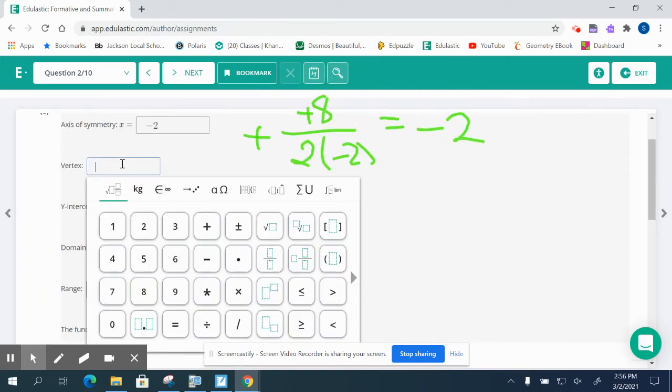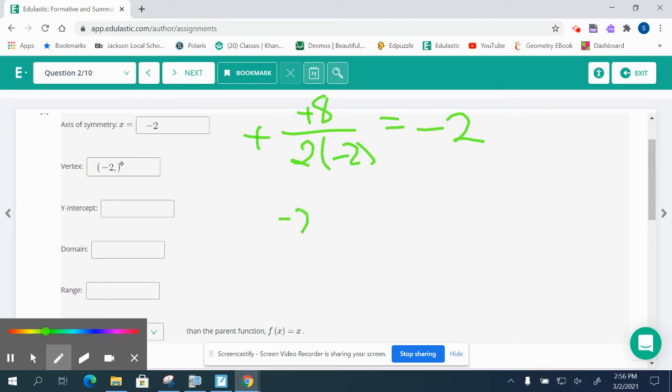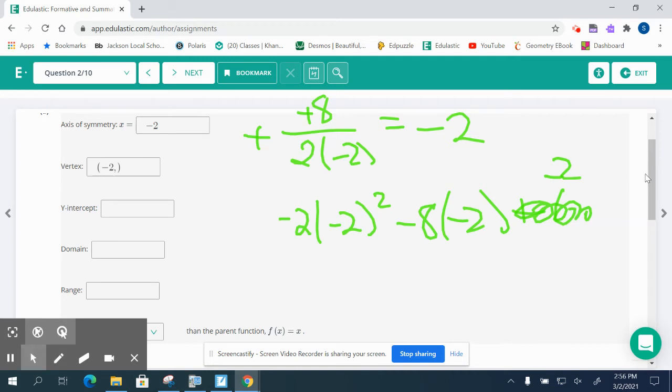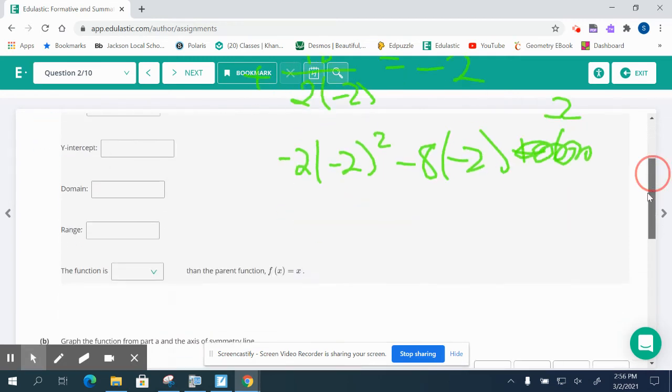And then your vertex is at x equals negative 2. To get the y value, we plug in negative 2 for x. So we're going to do negative 2 times (negative 2) squared minus 8 times negative 2 plus 6. Or was it plus 6? No, it was minus 2, I think. So let me scroll up. Yeah, negative 2. So type this all in your calculator all at once. Don't do it in parts, just do it all at once. That's easier. And you should get 6.